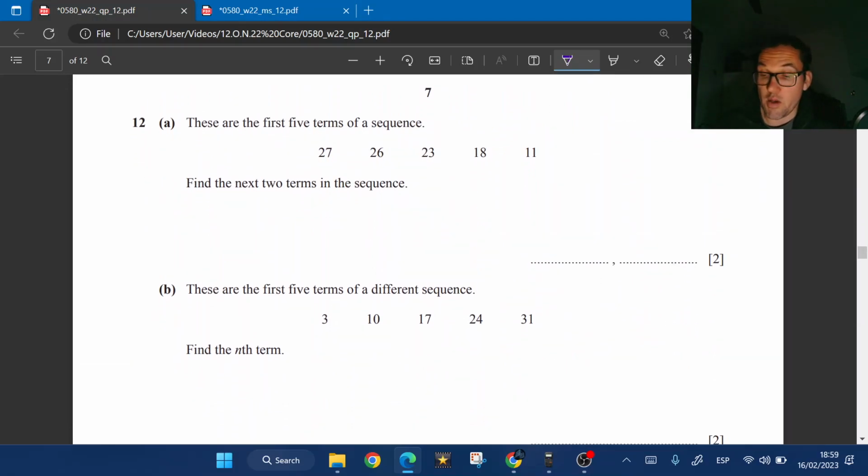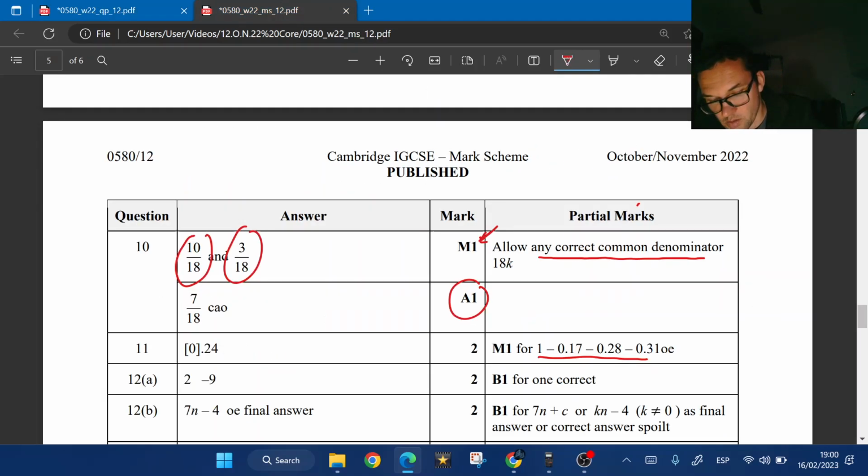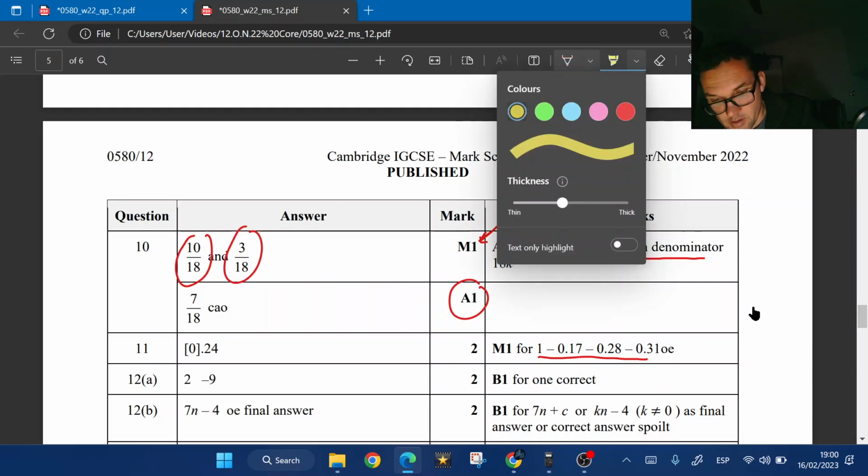Okay, be careful here when they ask you to find the next two terms. Don't write the nth term. What we do is check what the term rule is. For this one, we're subtracting 1, then subtracting 3, then 5, then 7. So of course the next one we subtract 9, 11 minus 9 being 2. And then we subtract 11. 2 minus 11 being minus 9. Okay, 2 and minus 9. It's 1 mark for each correct answer.